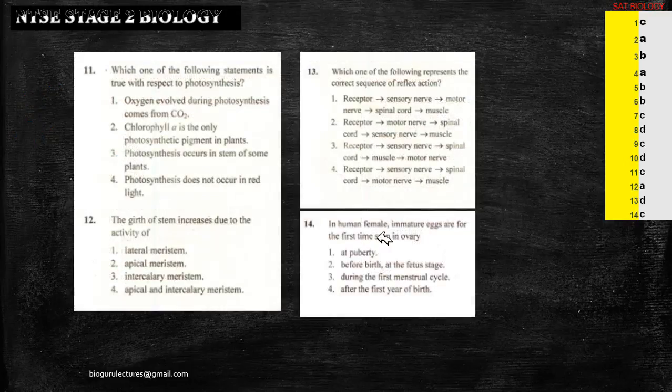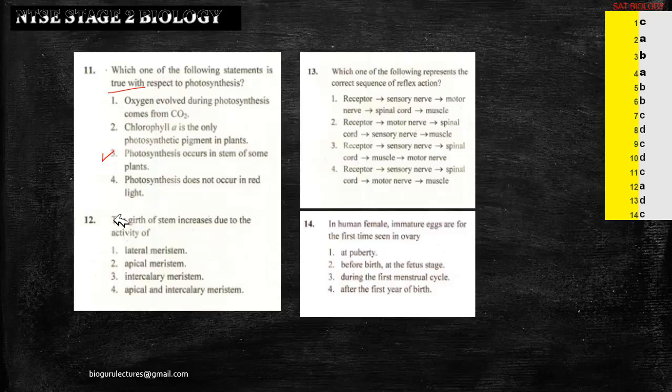Alright, next question 11. Which one of the following statements is true with respect to photosynthesis? First one, oxygen evolved during photosynthesis comes from CO2. Never, it's water. Chlorophyll is the only photosynthetic pigment in plants. No. Photosynthesis occurs in stem of some plants. Maybe. Photosynthesis does not occur in red light. We have many options here, but still we can go with option 3, which is true. Photosynthesis actually occurs in larger amounts in red light only.